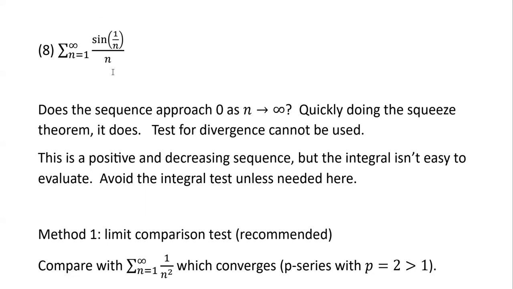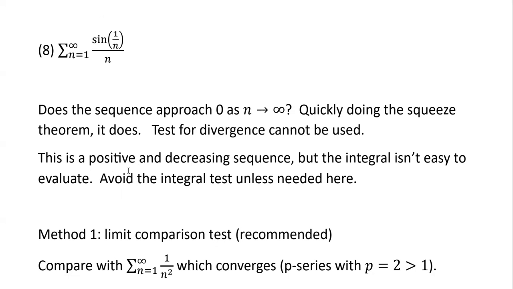This guy is actually a positive and decreasing sequence, so maybe we can use the integral test, but this integral doesn't seem very easy to evaluate. So I kind of want to avoid that unless we really need to attempt it, okay? So what are some other ways? Let's try the limit comparison test, okay? I recommend doing it this way.